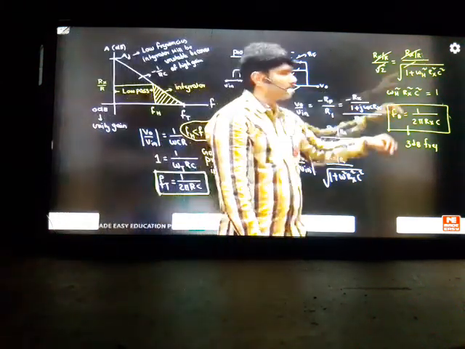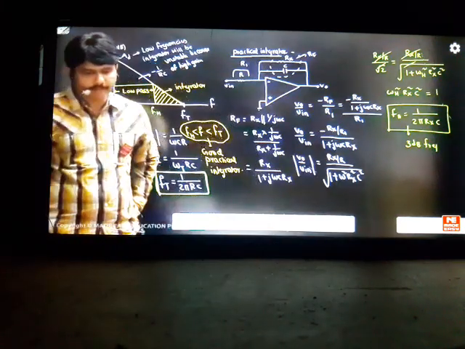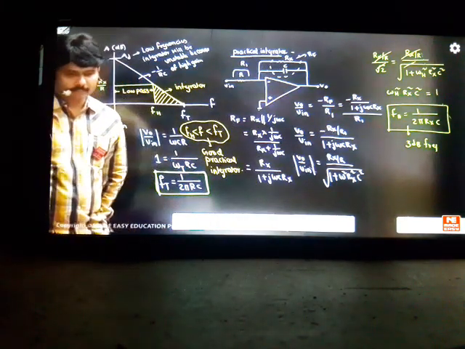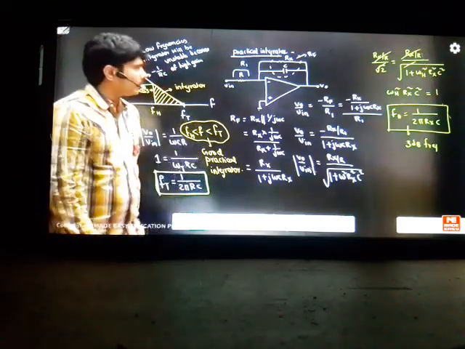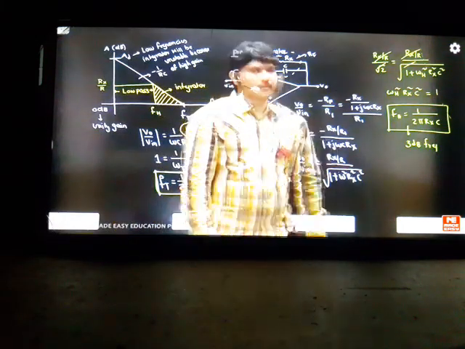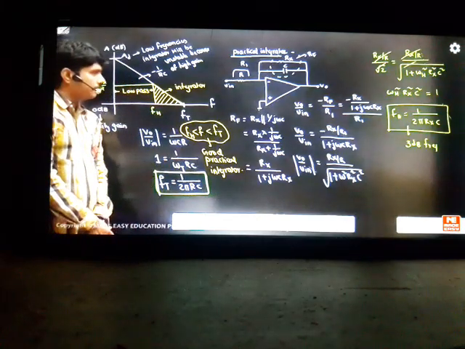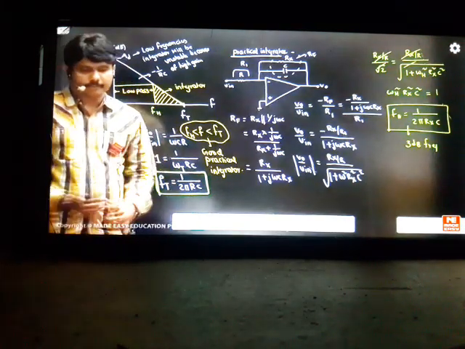Here, on both sides, the root functions I cancel. Whenever you find the bandwidth, you have to take the gain as 1 by root 2 times. That is called 3 dB. We take 1 by root 2 times and cancel it. Okay, so this is an important piece of information about the integrator concept.